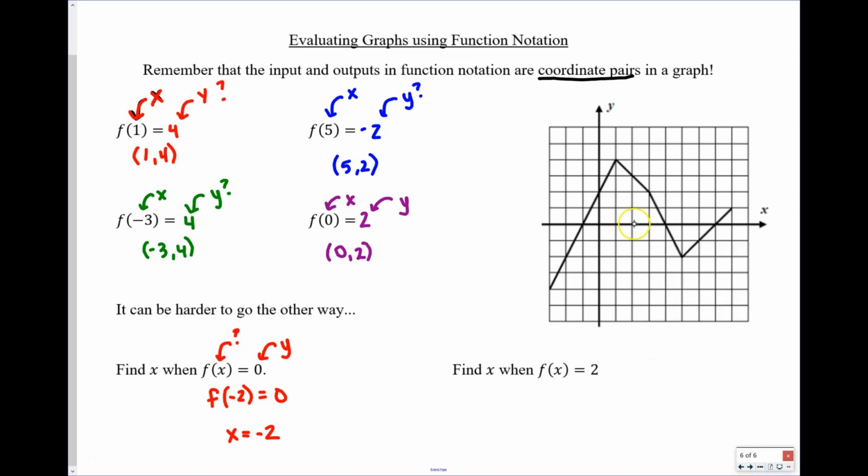So I'm going to go put 2 on my y-axis. So I know that this is my y. I don't know my x. But now I can see that if I draw a line down to here, I can tell that this has to be 0 because I don't have any other way to make sense of this coordinate. So I know that I have the coordinate at 0, 2. And that's what this coordinate is, 0, 2.